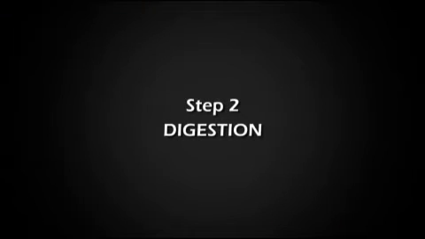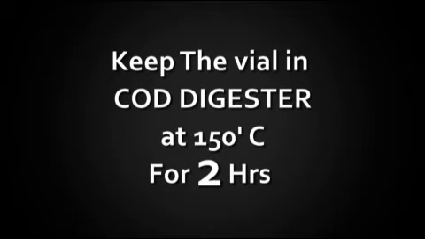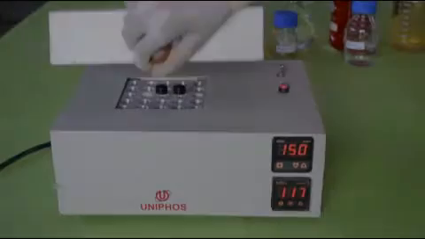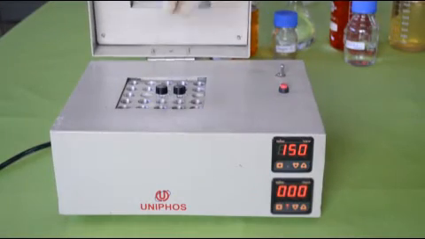Second step: digestion. Digest the prepared sample by keeping the vial at 150 degrees centigrade for 2 hours in COD digester. Take the vial out after 2 hours and cool.